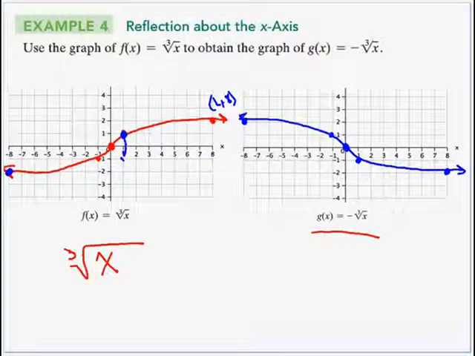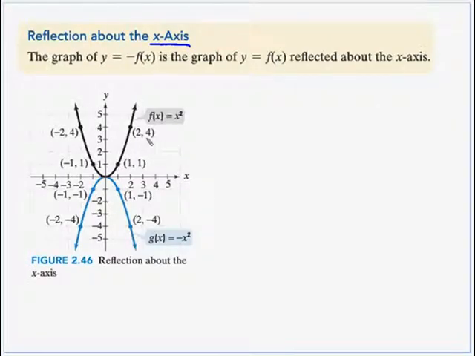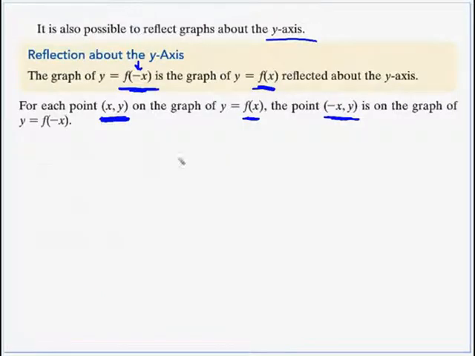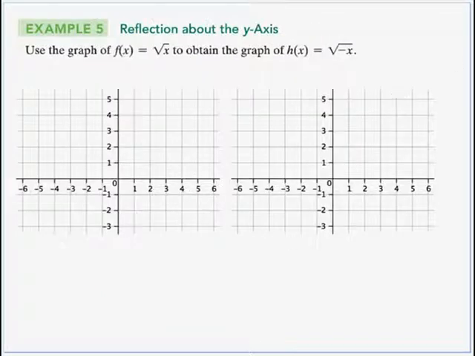Back to this one, I said an easy way to think about it is to take your y coordinate and change its sign. So this positive 4 became a negative. This positive 1 became a negative 1. Now we're just going to do that with the x coordinates. So let's see what graph they have for us here. f of x is the square root of x. Well, the square root of 0 is 0. The square root of 1 is 1. The square root of 4 is 2.